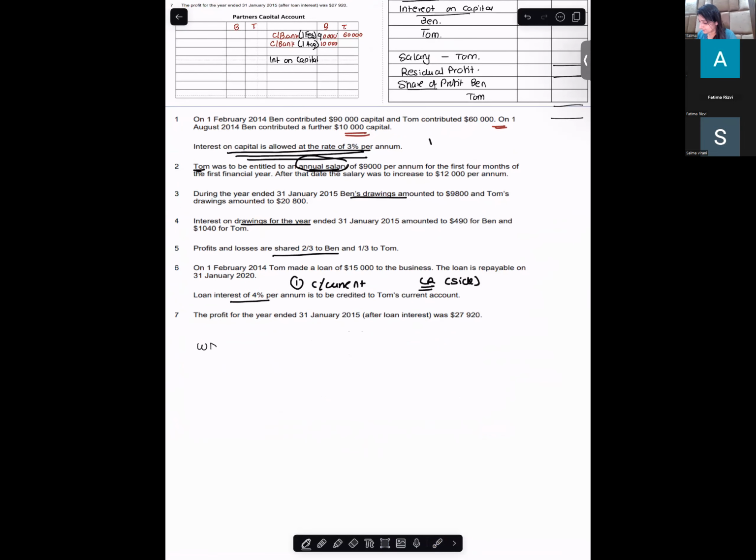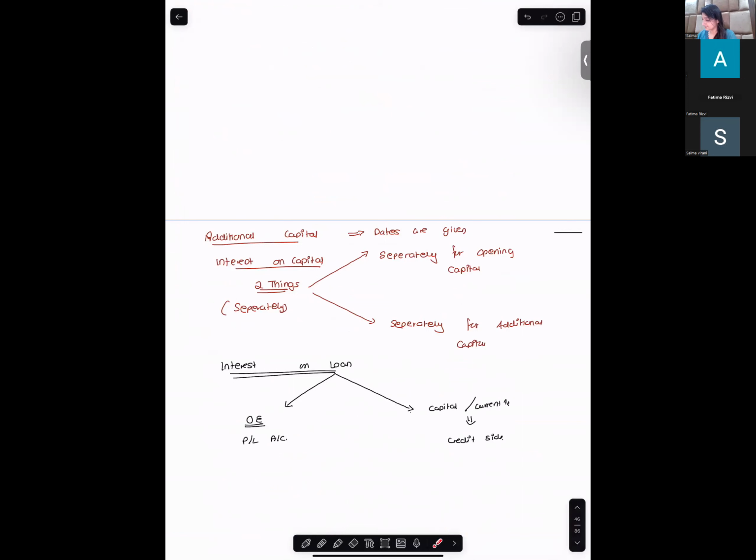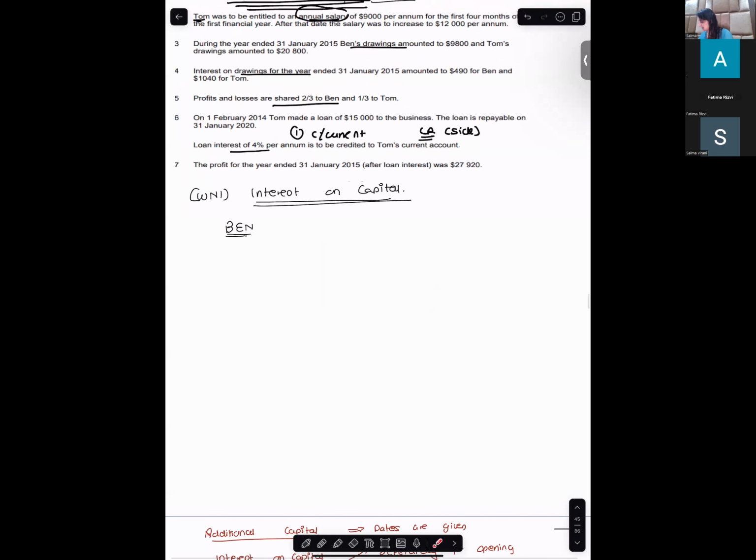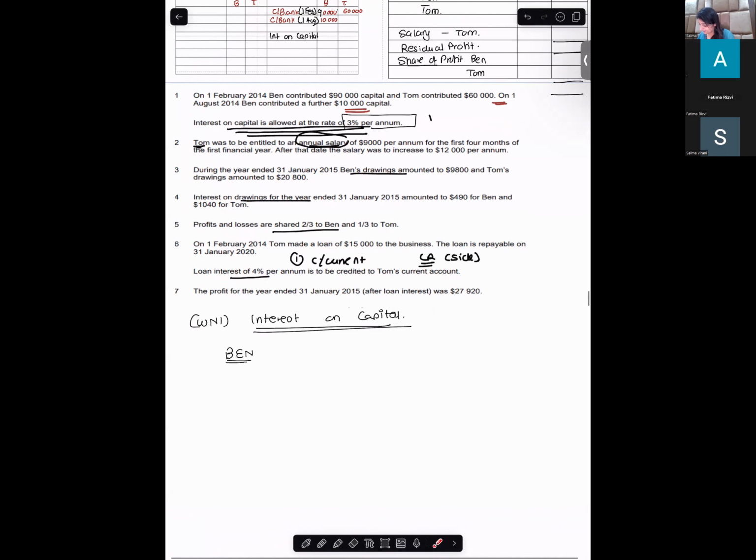Now I'm making working note number 1. Miss, why did you leave a line? Just like that. Interest on capital. How much percent? 3%. Okay, now I'm talking about Ben. What was my rule? Separate, for opening and for additional. The rule was that interest on capital will be calculated separately for opening capital, separately for additional capital.